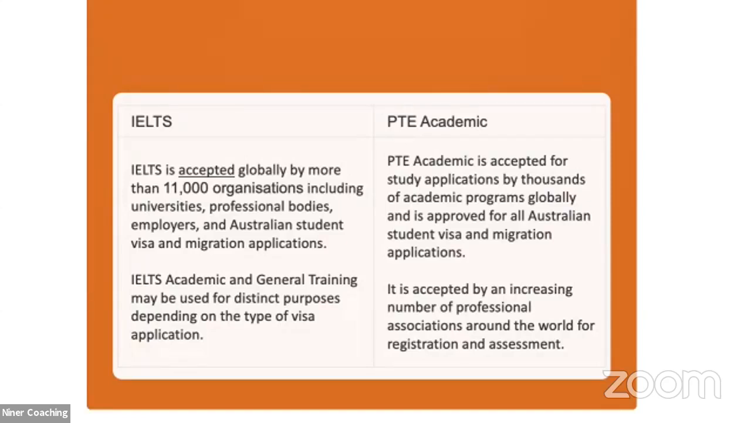On the other hand, the Pearson Test of English is accepted only by a limited number of institutions, mostly for study applications. The PTE is accepted by thousands of academic programs globally and is approved for all Australian visa and migration applications. But if you're planning to go, say, to the UK, or you're headed to another destination like the US or maybe Canada, it might not be the best examination to take because it is not accepted in those places, particularly for migration or work purposes. Maybe for student visas, yes, but not so much for work or for immigration.